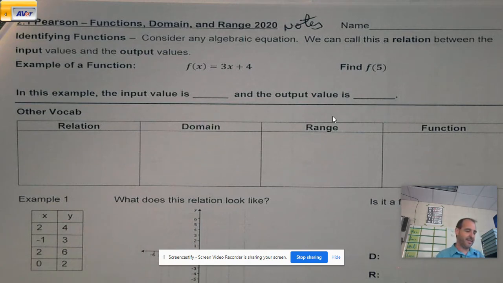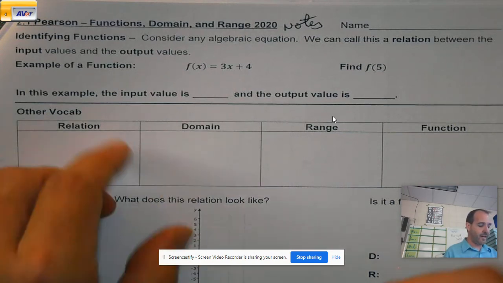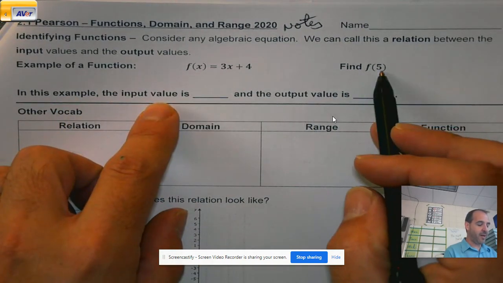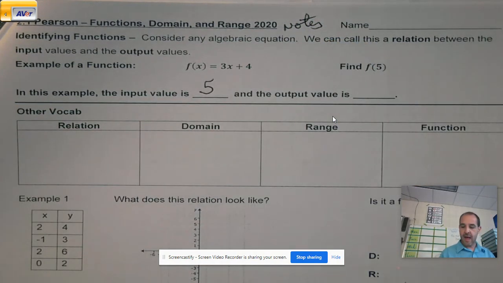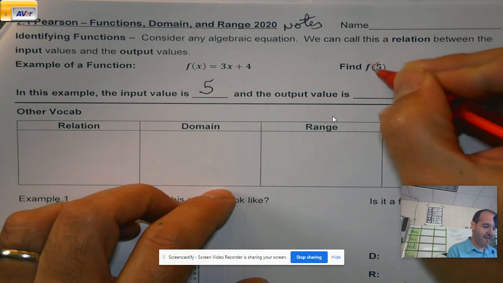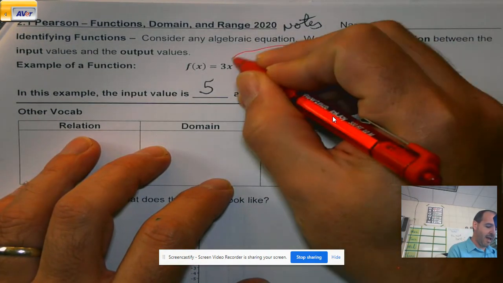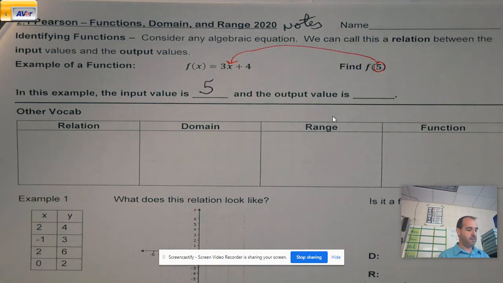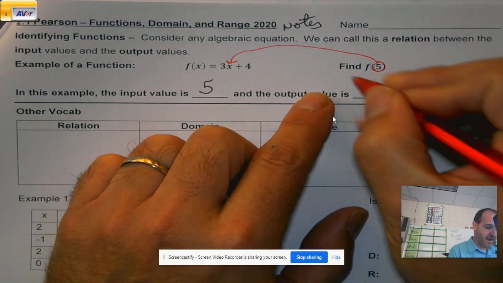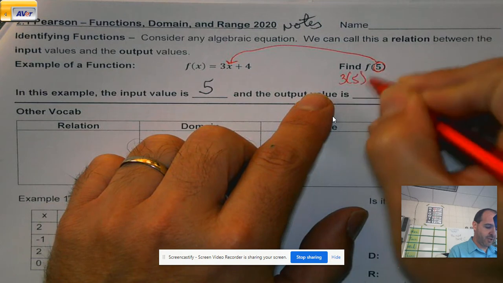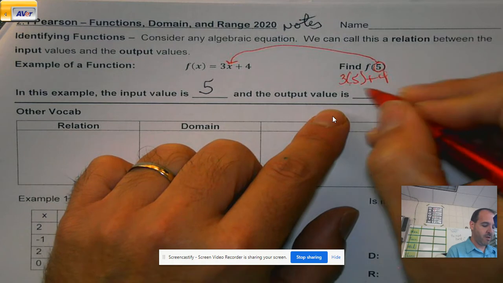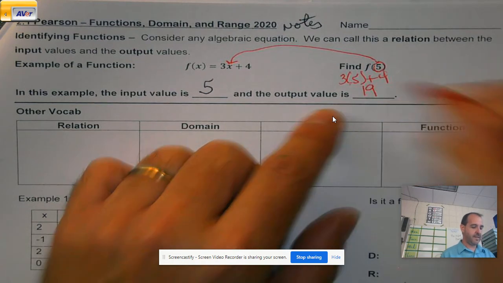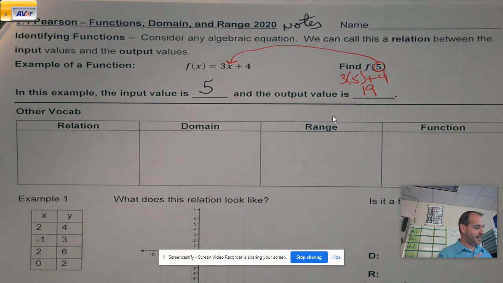Now, let's clean this up a little bit. So, for instance, when we're looking at this, the input value, the number I'm going to be plugging into the equation, is 5. When it says f of something, I'm going to take this 5 and plug it in where the x is. So what I do when I'm finding f of 5 is some substitution. It's just a fancy way of writing it. 3 times 5 is 15 plus 4 is 19.